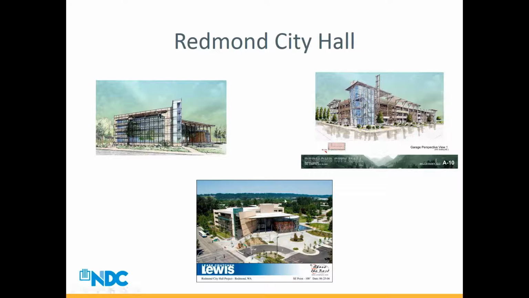You can see in the current slide a couple of different renditions of what was contemplated when Redmond was considering constructing a new city hall, now about 15 years ago or so. And the first two of those renditions are a little bit off the mark. The bottom one, I think, is still an architect's rendition. Although it looks like an actual picture, and maybe it is, because that is exactly what we ended up with as a result of this process.